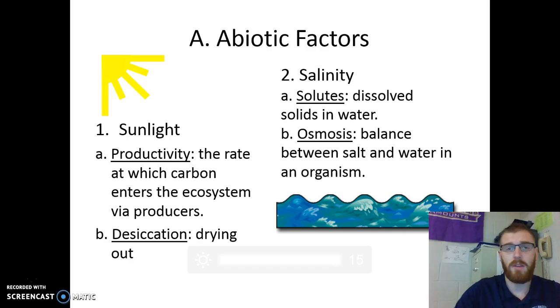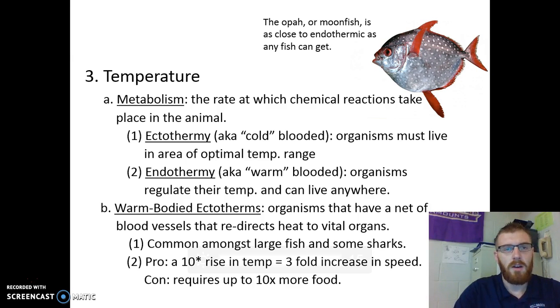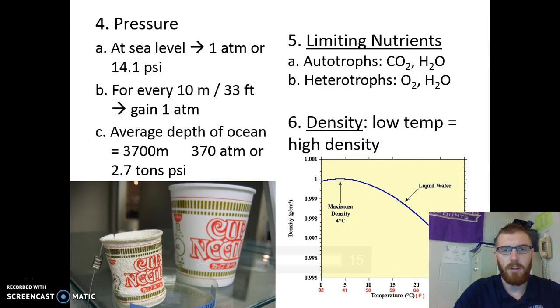Salinity is another one of the abiotic factors, and you can read some of the details there. Temperature is one of the abiotic factors, and that affects a lot of things, such as metabolism, and specifically ectothermy or endothermy, whether or not an organism is warm-blooded or cold-blooded. You can see several things here that we didn't cover in class, but I'll just let you read those for yourself. Pressure is another one of the abiotic factors, as well as limited nutrients and density.